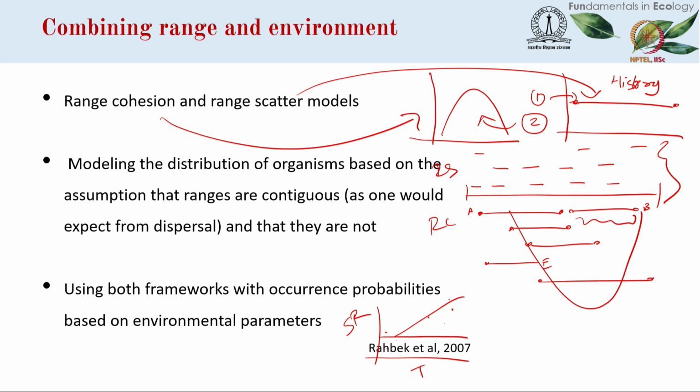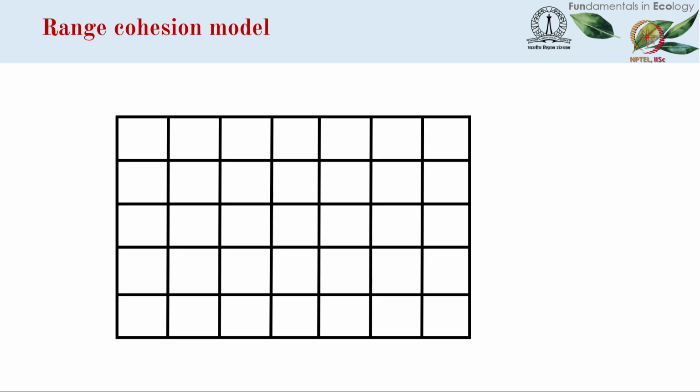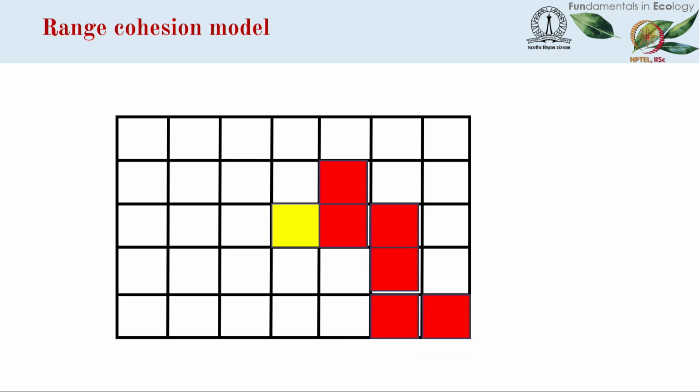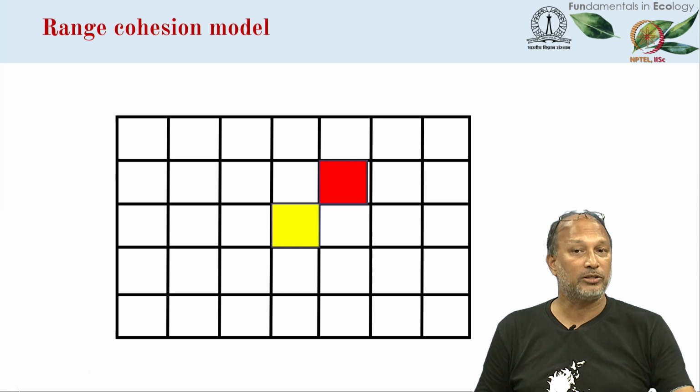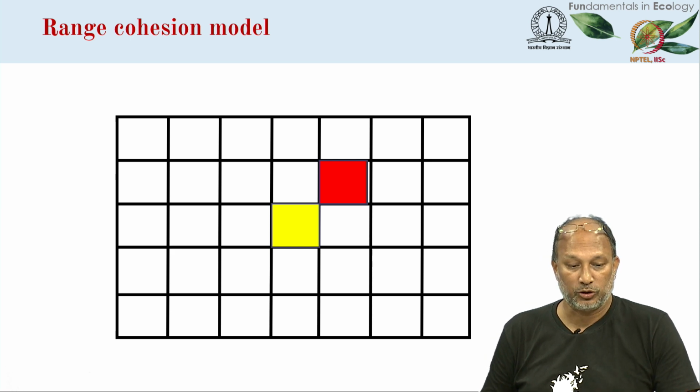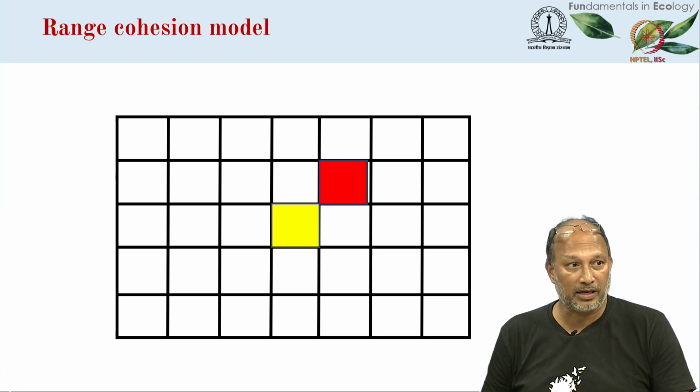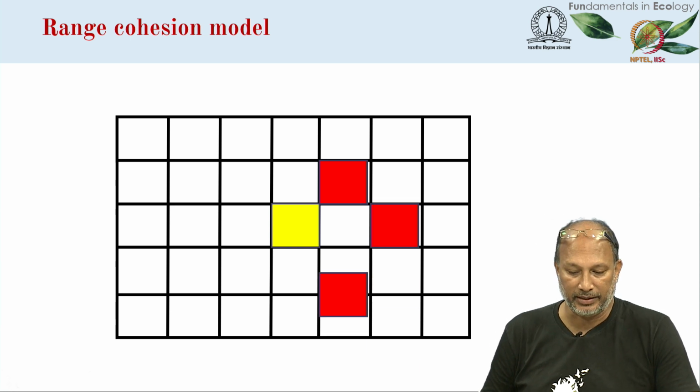This was first presented in a paper by Rapaport et al. 2007. To give you an idea of how it works, the cohesion model, essentially they modeled organisms as moving through space in a contiguous fashion, and this could happen in two ways. One is it could randomly move, as I just showed, but you could also say that the next cell it moves to depends on the environment being suitable over there. So this could be a pure range cohesion model with no environmental effects, or a range cohesion with some environmental affinity built into it, right?